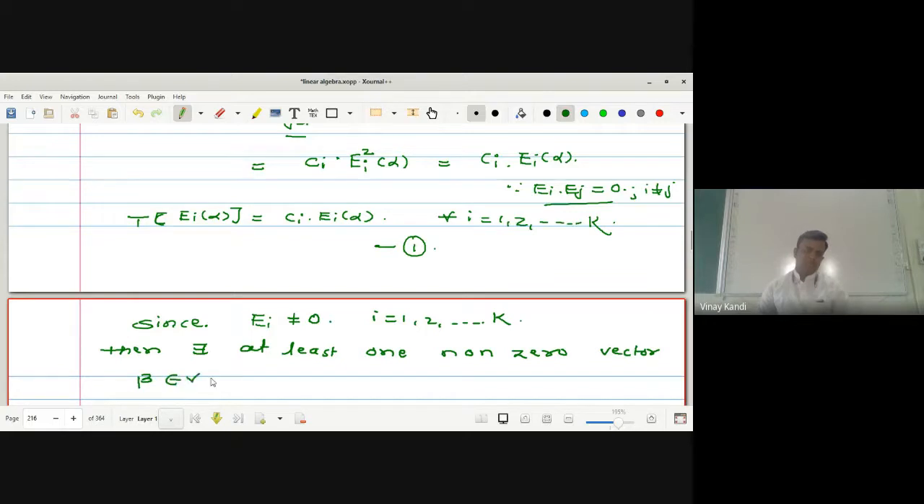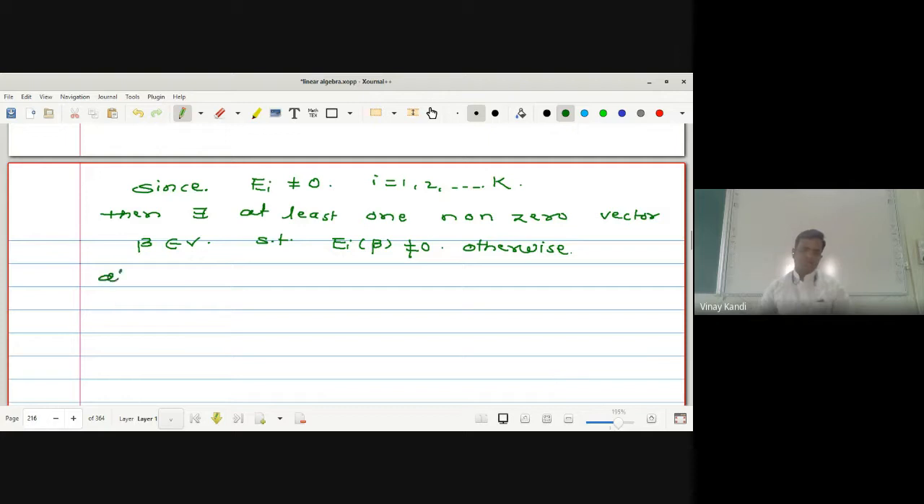Suppose this beta belongs to B such that Ei of beta is not equal to 0. Otherwise, if no such beta exists, then Ei of beta is equal to 0 for all beta. That means all Ei's are the zero operator. Is it correct? Yes, sir.